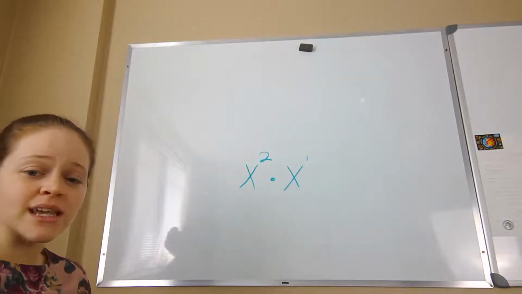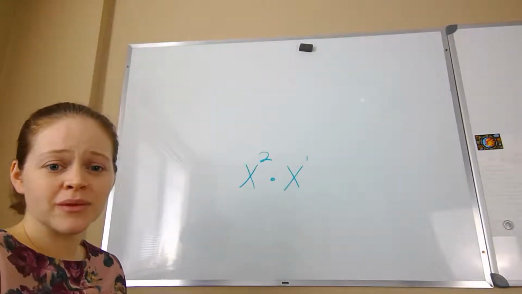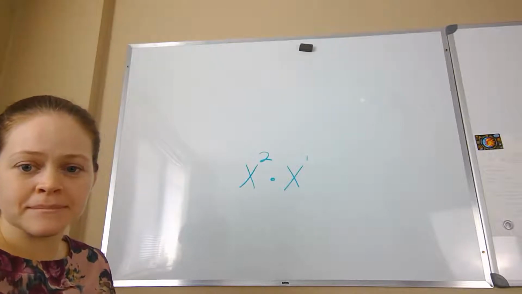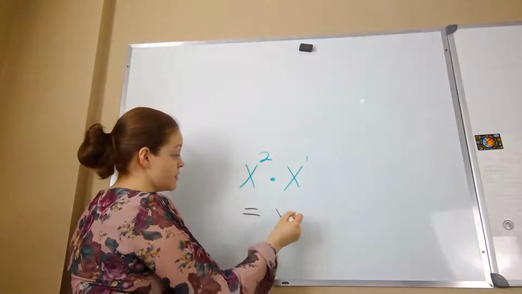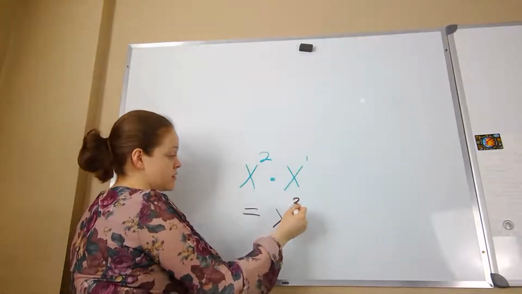Okay, so we have two bases the same, multiplied together. What do we do with their exponents? You add them, yeah. So 2 plus 1 is 3.